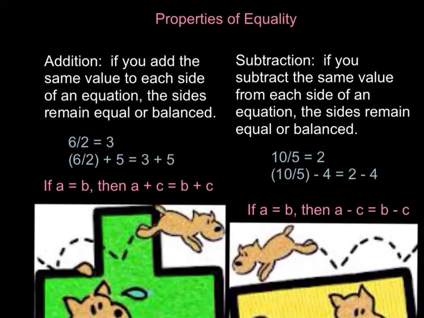Algebraically, this would look like if A equals B, then A minus C equals B minus C. Please take a moment to pause this video and write down the subtraction property of equality.